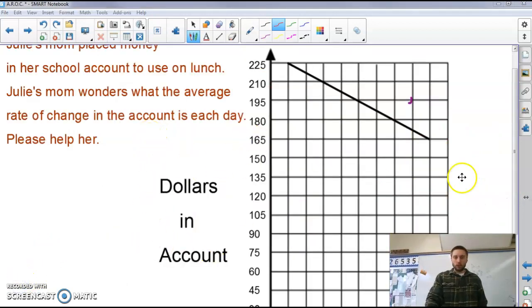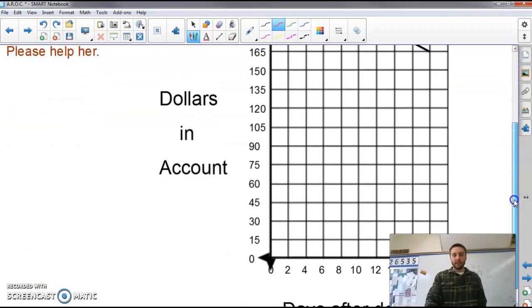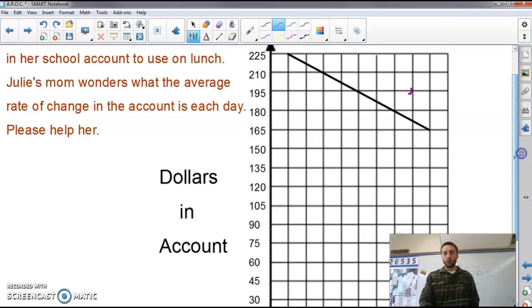Okay, so the next one. We have dollars in the account as my y value. Days after deposit is my x value. So first thing I have to do is do a little counting, find my slope. Let's find two good points here. Where does it cross? Some nice points that I can use. This one looks pretty good up here. That's a nice clean point. And I don't know, this one looks pretty good right here. So let's go with these 2 points here.